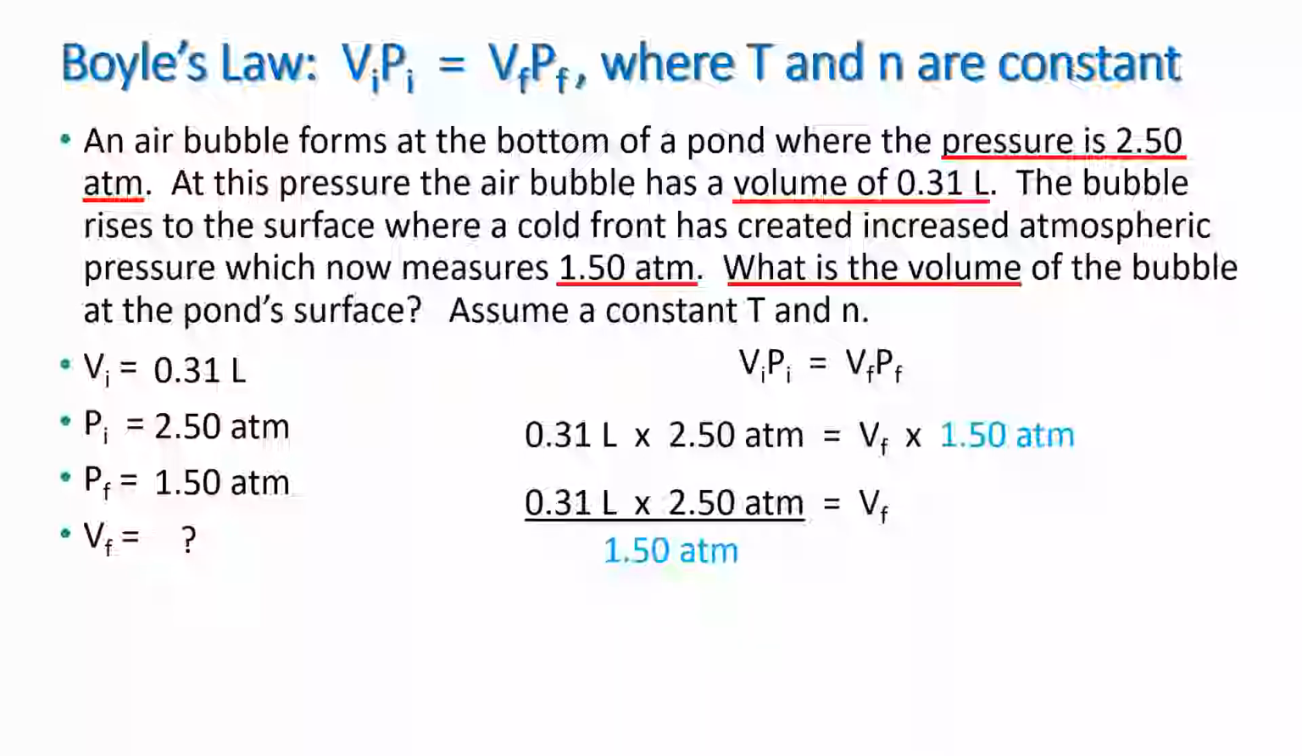Now, when I have a problem that's written as a fraction, it's a good idea to check to see if you have any terms that appear both in the denominator and the numerator, because if you do, you can cross those terms out. And in this case, we have the units of atmosphere that appear in both the denominator and the numerator, so we can cancel those two out. Now we're left with the unit of liter.